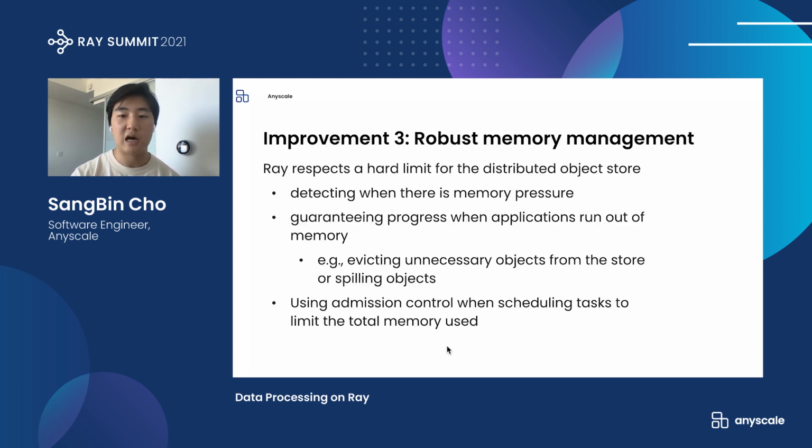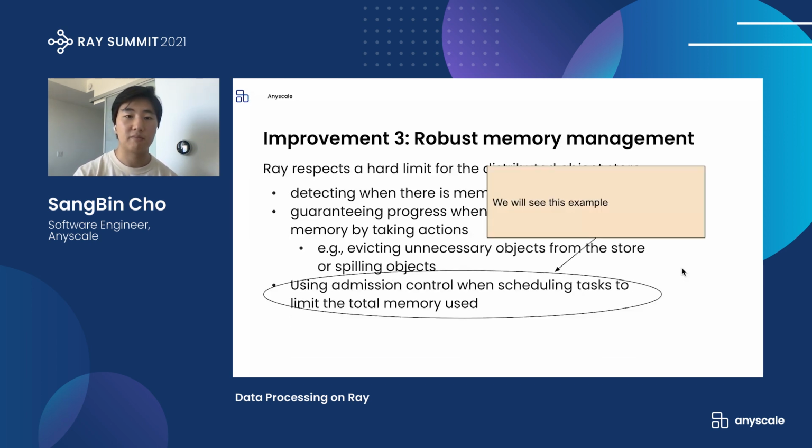Lastly, each machine now has admission control when scheduling tasks, so they limit the max amount of memory they are using. In this case, we can avoid machines overusing memory. We are going to dive into the third example in this presentation.